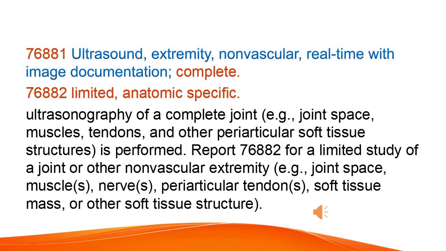Ultrasound, extremity, non-vascular, real-time with image documentation, complete. Limited, anatomic specific. Ultrasonography of a complete joint, e.g., joint space, muscles, tendons, and other periarticular soft tissue structures, is performed. Report 76882 for a limited study of a joint or other non-vascular extremity, e.g., joint space, muscle(s), nerve(s), periarticular tendon(s), soft tissue mass, or other soft tissue structure.